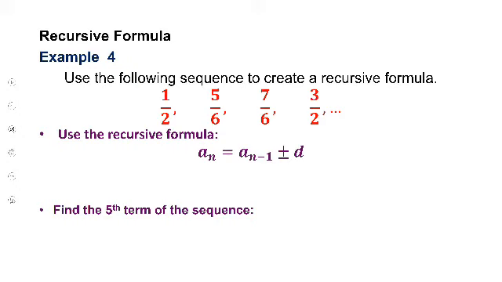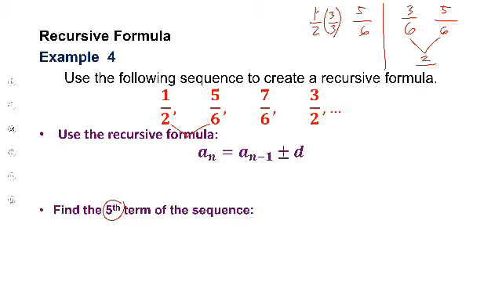Let's have another example: use the following sequence to create a recursive formula, and then we will also look for the fifth term of the sequence. First, we will identify the common difference. We subtract 5 over 6 minus 1 half. You can rename 1 half with a denominator of 6. You can just multiply by 3 over 3, because 3 over 3 is the same as 1, and when you multiply a number by 1, it is equal to the number itself. So this becomes 3 over 6 and then 5 over 6. When we subtract, 5 over 6 minus 3 over 6, 5 minus 3 is 2, and then copy the denominator, that's 2 over 6, or simply 1/3.